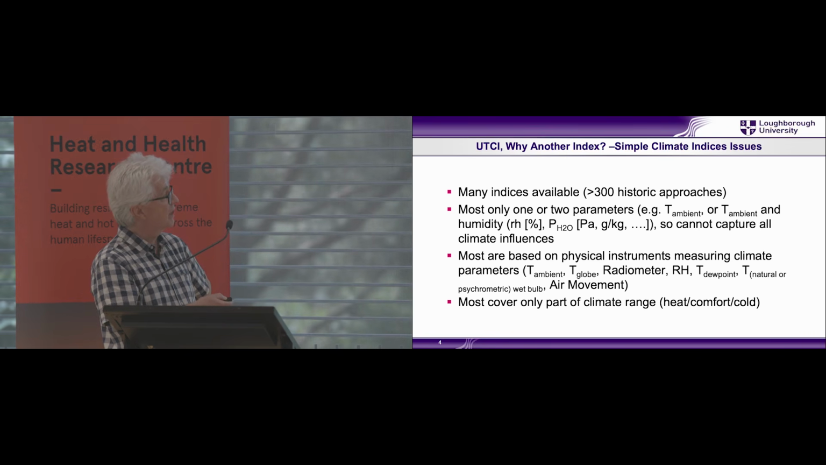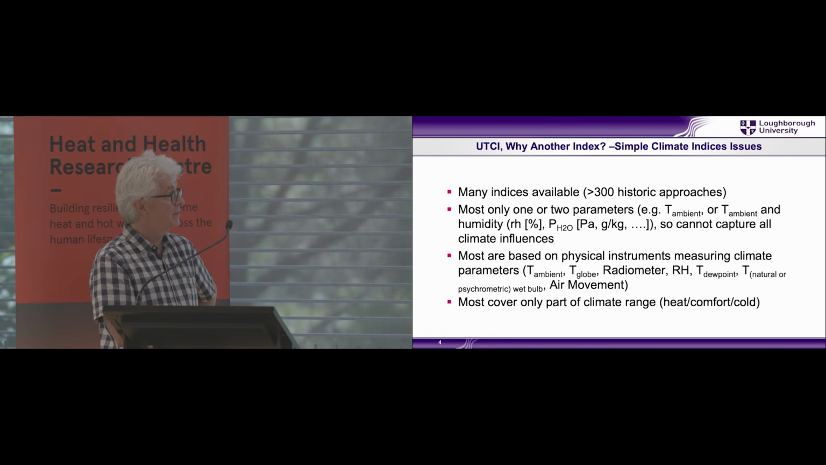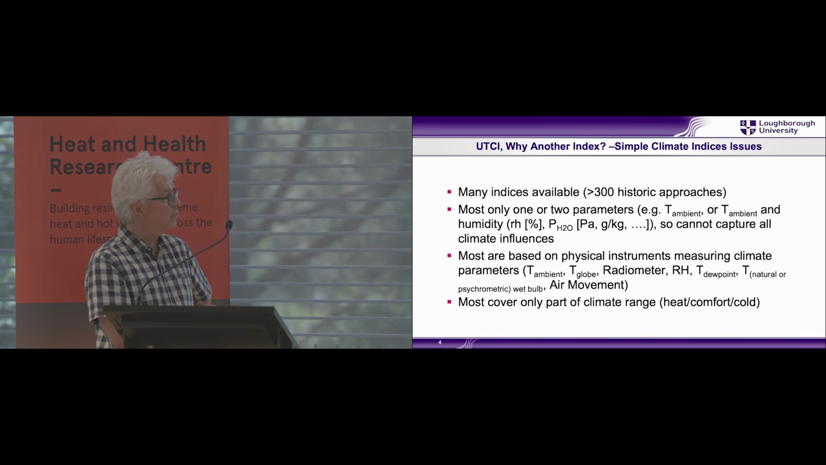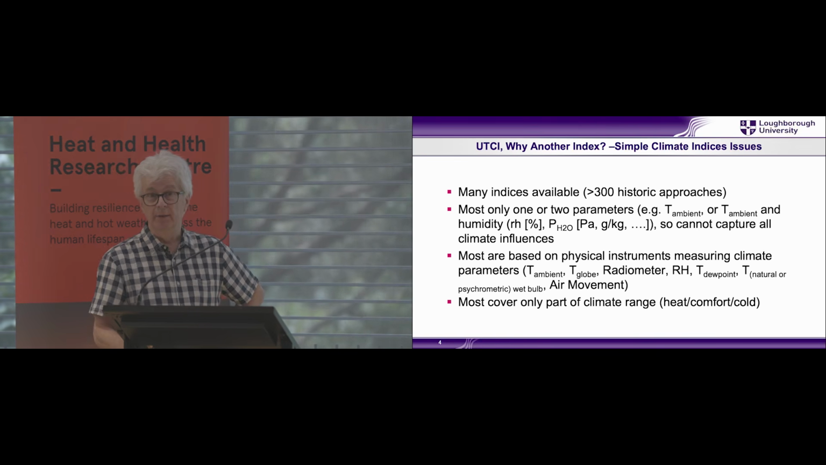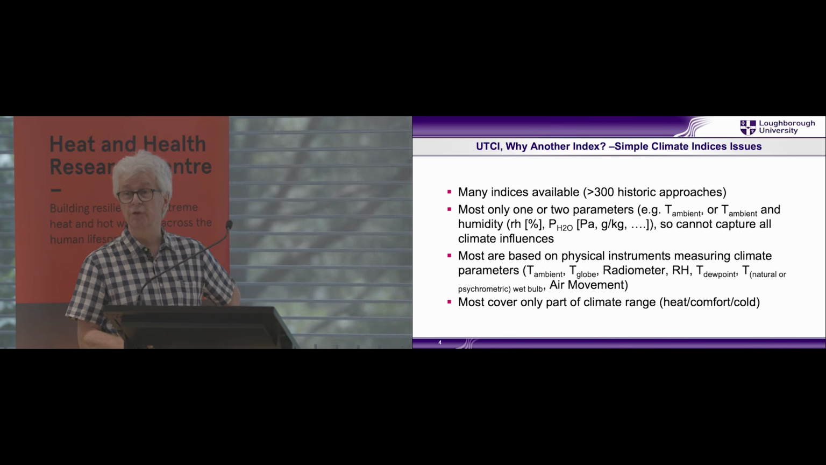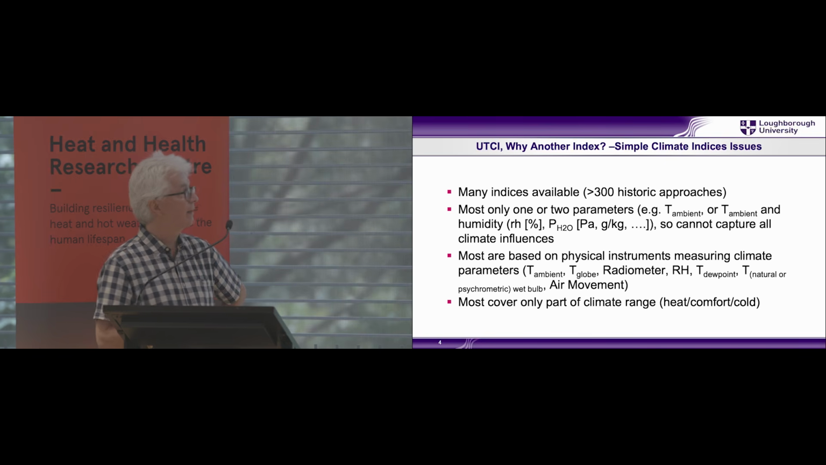Most of these indices are based on physical instruments measuring climate parameters. So measuring ambient temperature, measuring globe temperature for radiation, or radiometer, or other ways of measuring radiation. Relative humidity can be measured as relative humidity. Dew point temperature reflects temperature and relative humidity. Or in this case wet bulb temperature, which can be natural or psychrometric, one of the important sources of confusion with climate indices in the past, that people mix these two up, and we'll talk about that later. And air movement, of course.